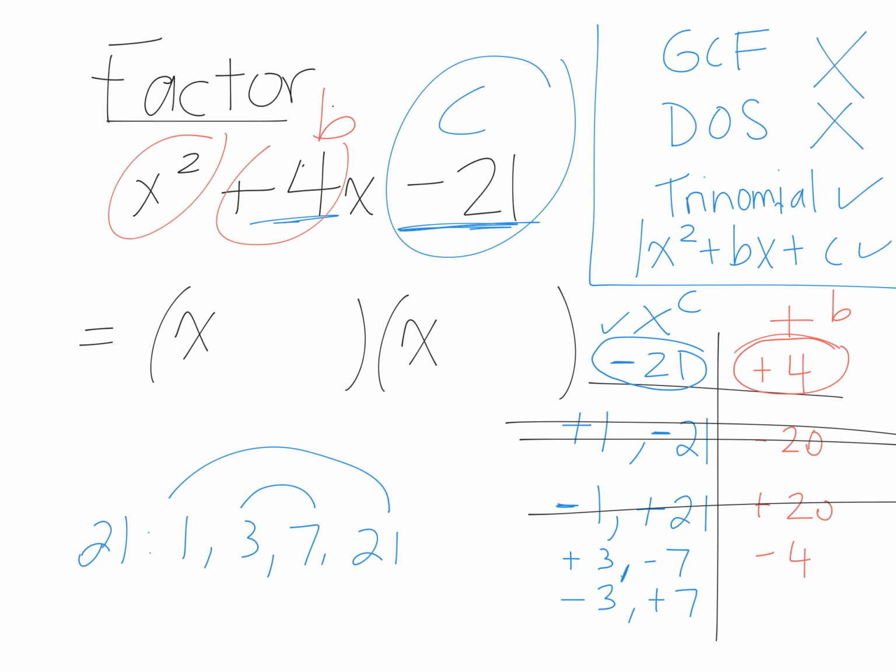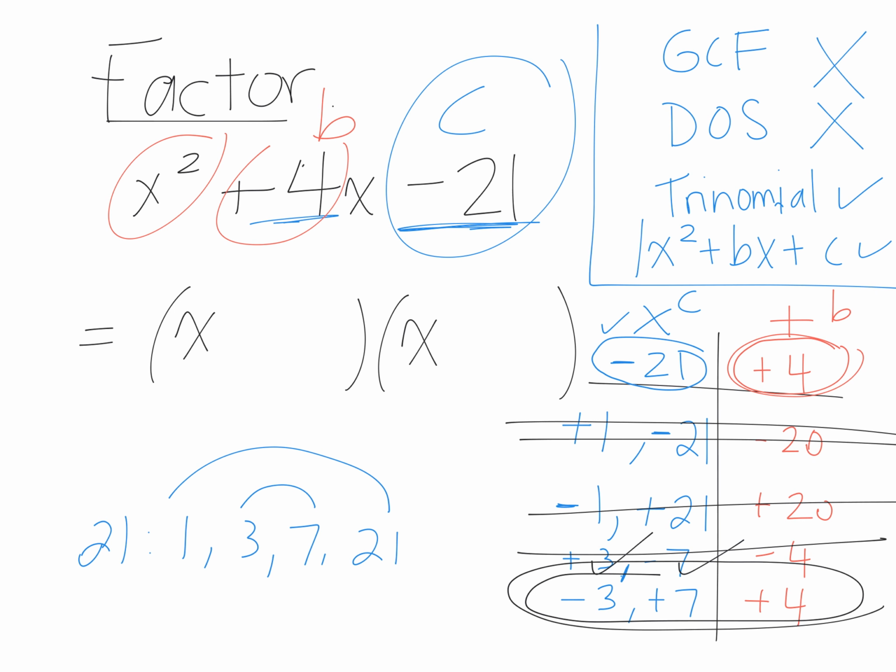What is 3 plus negative 7? Negative 4. Does that equal positive 4? No. What is negative 3 plus 7? Positive 4. Is that what I'm looking for? So what are my two factors? Negative 3 and positive 7. And that's factored form. That's it.